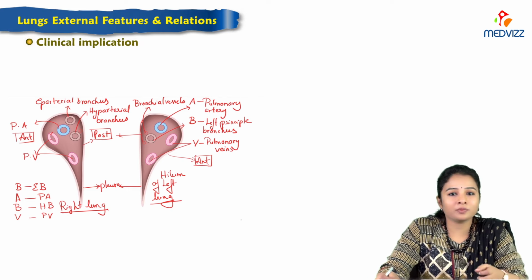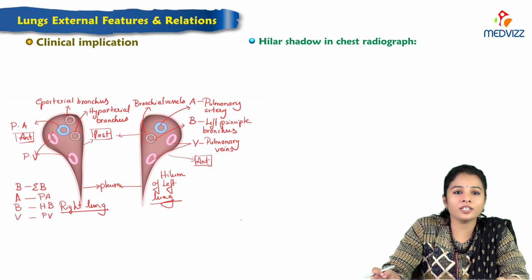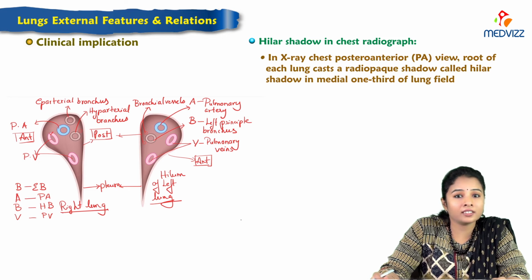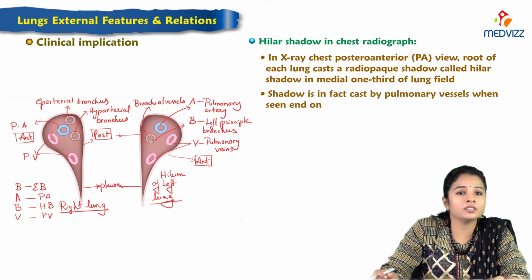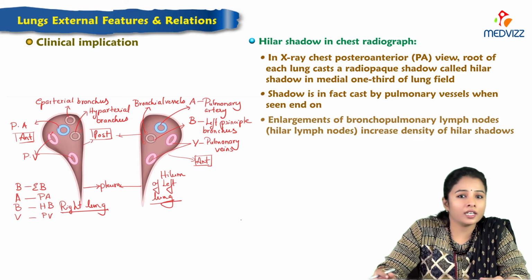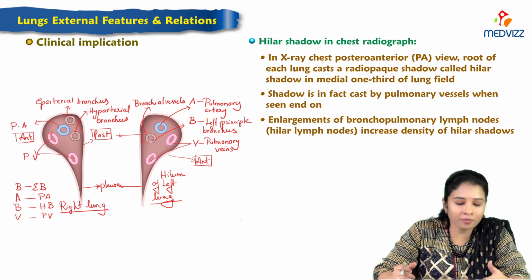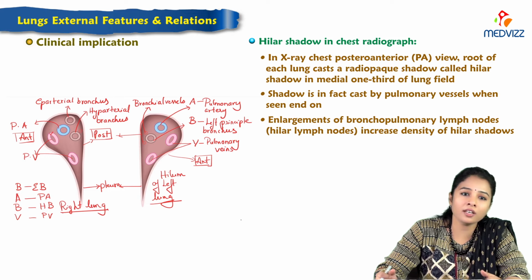Let's see some clinical aspects of this hilum. In the chest radiograph, that is the X-ray of PA view, posterior-anterior view, the root of each lung casts a radio-opaque shadow called the hilar shadow in the medial one-third of the lung field. The shadow is in fact cast by the pulmonary vessels when seen end-on. Enlargement of the bronchopulmonary lymph nodes, that is the hilar lymph nodes, increases the density of the hilar shadow. That is the importance of this hilum and the appearance of hilar shadows in radiographs.